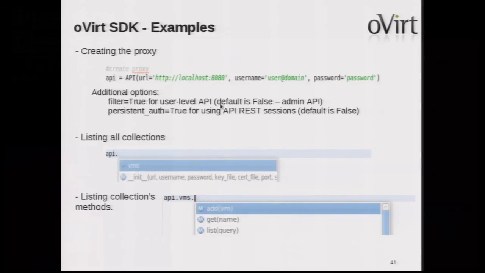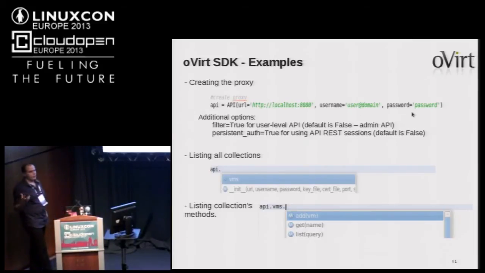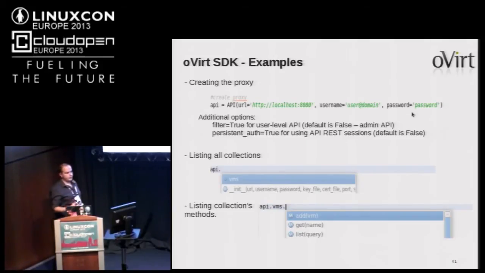So in Python, when we want to start working with the engine, we create a proxy. We create a new API object, passing the URL, the username and the password, and that's pretty much it. Now we have an object in hand which we can use. For example, listing all the collections, api dot, I can see, for example, I have the VMs collection. I can do api.vms.something. I can add a VM, get a VM, list all the VMs, et cetera, very convenient to use.